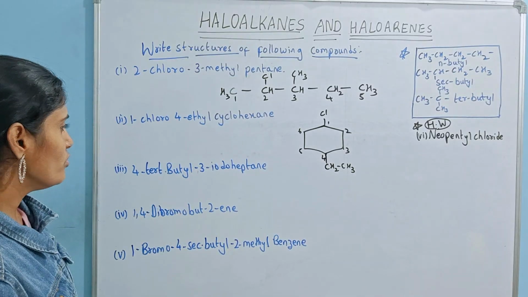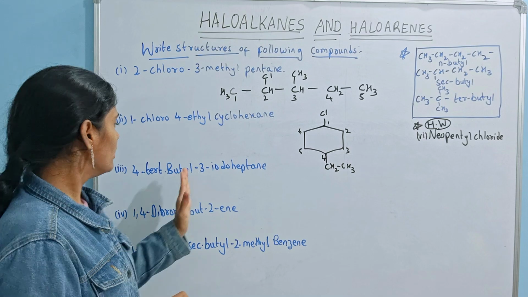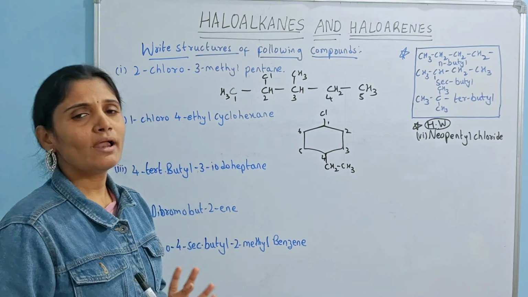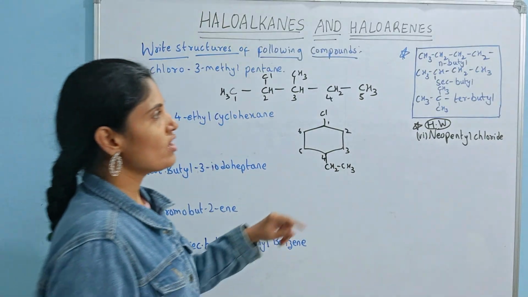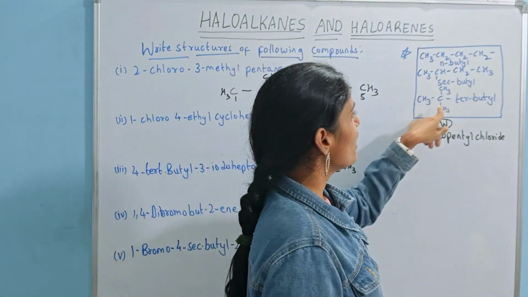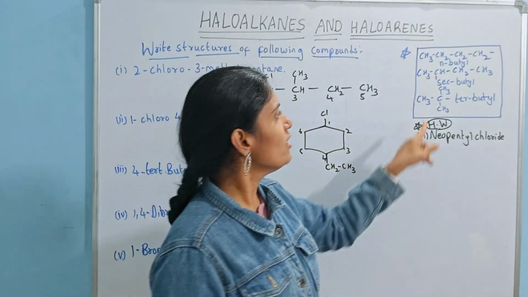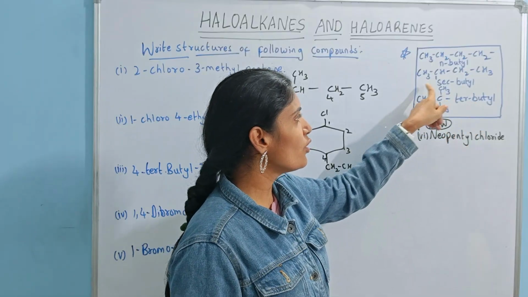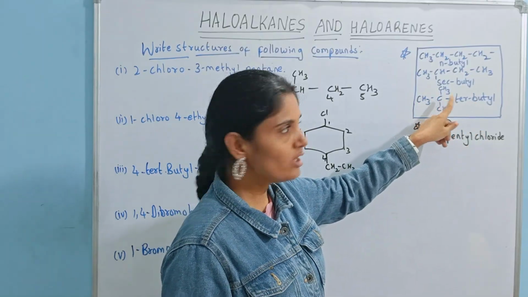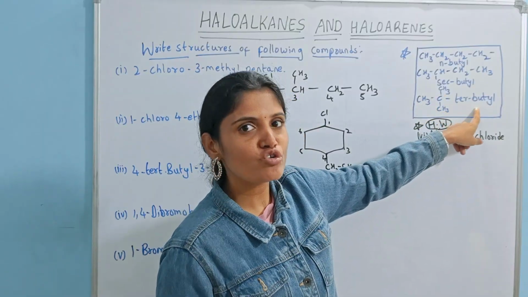Now when you come to the next compound, 4-tertiary butyl 3-iodoheptane. Till 3-iodoheptane, you people have no confusion. But here you see it is tertiary butyl. For your better understanding, I have written how do we write secondary butyl, tertiary butyl and N-butyl here. N-butyl you people easily understand. This is my tertiary butyl. Why? Because the carbon here is surrounded by 3 carbons, so it is tertiary. Because it has 4 carbons, it is butyl. So it is tertiary butyl.